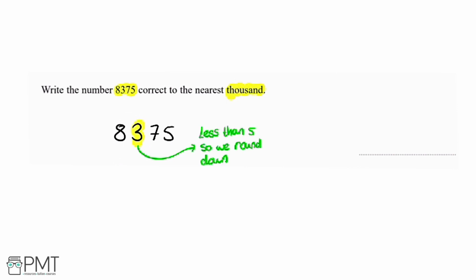It's less than 5, so we round down. So if this was greater than or equal to 5, we would have rounded up to 9,000, but because it's less than that, we're rounding down to 8,000, giving us 1 mark.